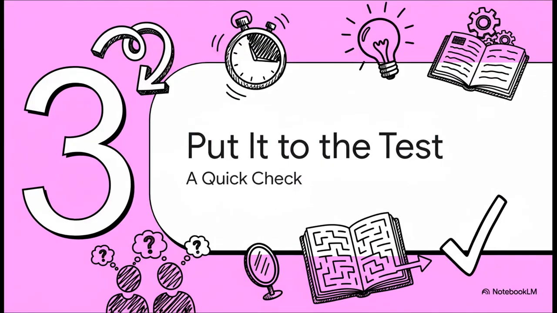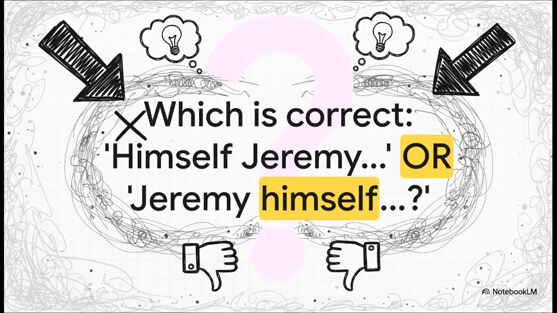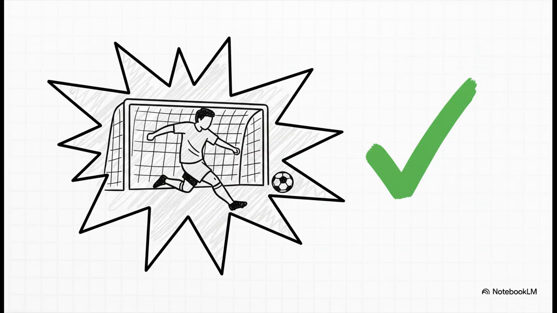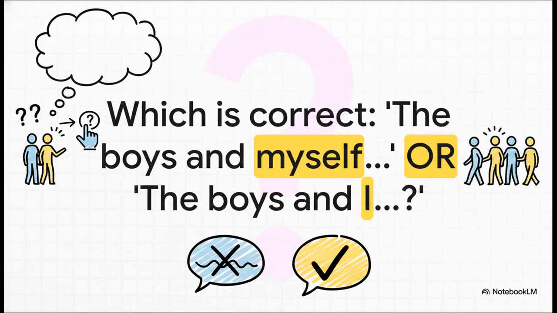Okay, you've seen the rules, you've seen the traps. Feeling pretty confident? Let's find out. We're going to do a very quick check to test what you've learned so far. All right, here's the first one. If you want to correctly add emphasis, which one is it going to be? Think back to that word order rule we just talked about. And the correct answer is Jeremy himself scored the winning goal. That's it. Remember, for that extra strong emphasis, the reflexive pronoun has to come right after the person or thing you're trying to highlight.